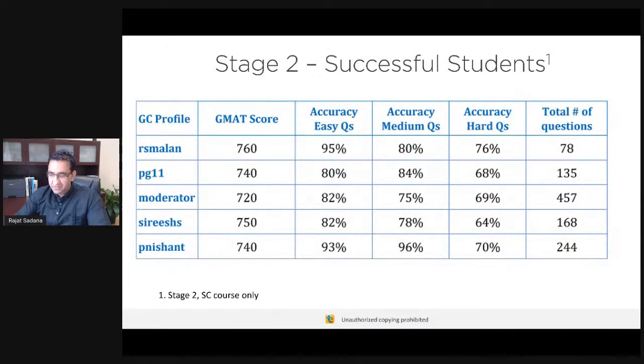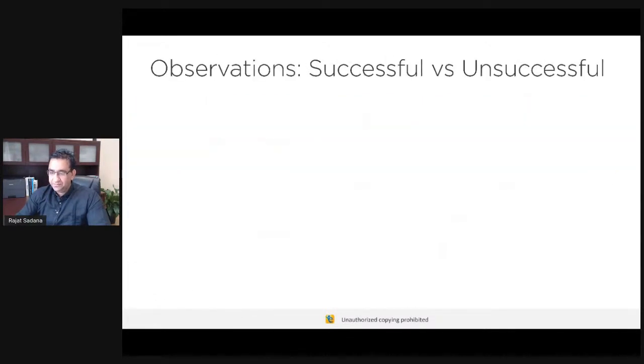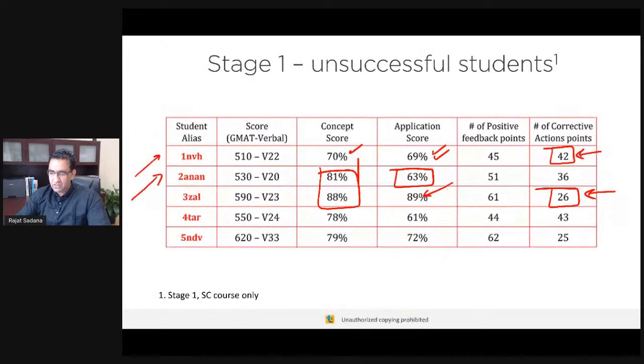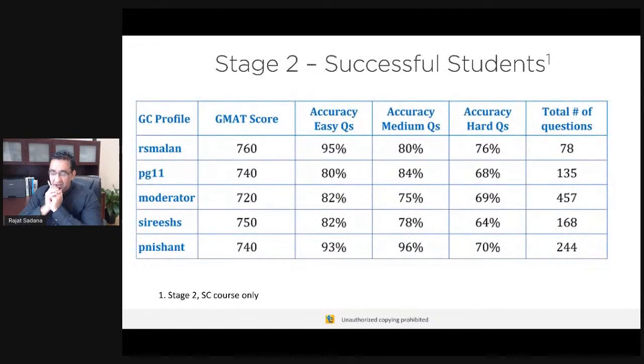So now let's go into this. Now let's go to stage 2, successful students. Same guys. Here are the accuracies in easy questions, medium questions, and hard questions. Now this is stage 2, which means they went to a Scholarium platform. And over here, what you see is the total number of questions that they attempted.